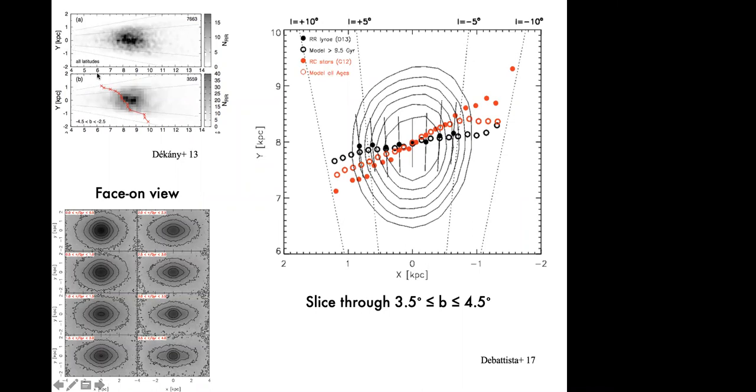If we do a similar measurement in the simulation, the observations are the filled symbols here. The filled black circles are our LIRI. You see that they have the same approximate distance from us, the observers down here on both sides of the galaxy.